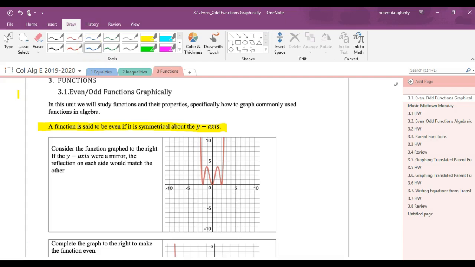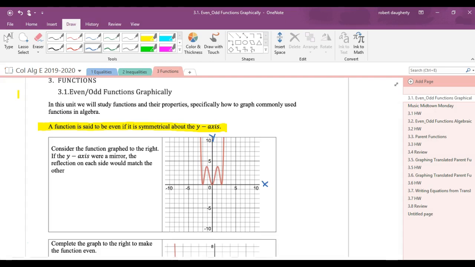Which axis is this right here? This is x. This is y. If it's symmetrical about the y-axis, what does that mean in your words? What does it mean to be symmetrical about the y-axis? Right, the same on both sides. Or the two sides are what images of each other? Mirror images of each other.